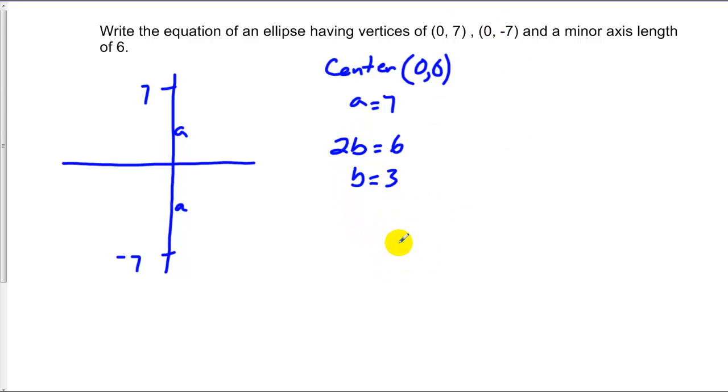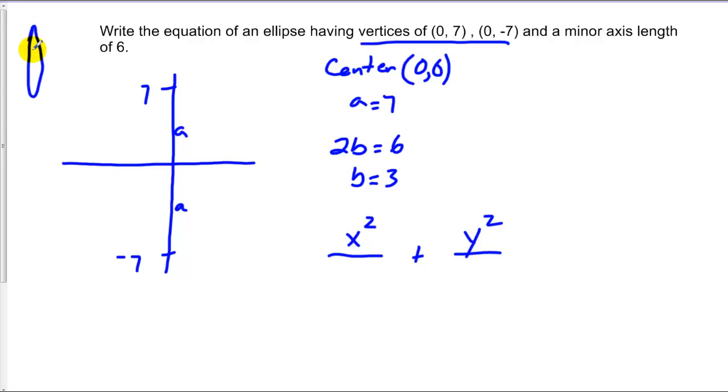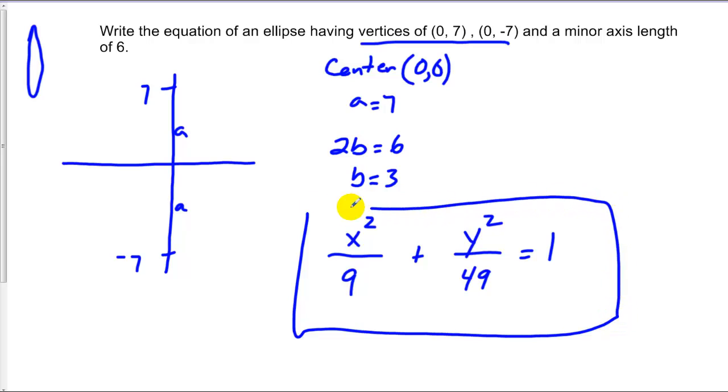If my center is at 0, 0, I have x minus h, or x minus 0 squared, plus y minus k, that's y minus 0 squared. Now, I know my vertices are 7 and -7. That means I have a vertical major axis. That means my greatest denominator needs to be under the y term. Therefore, a squared is 49 and b squared is 9. And that gets me my equation.